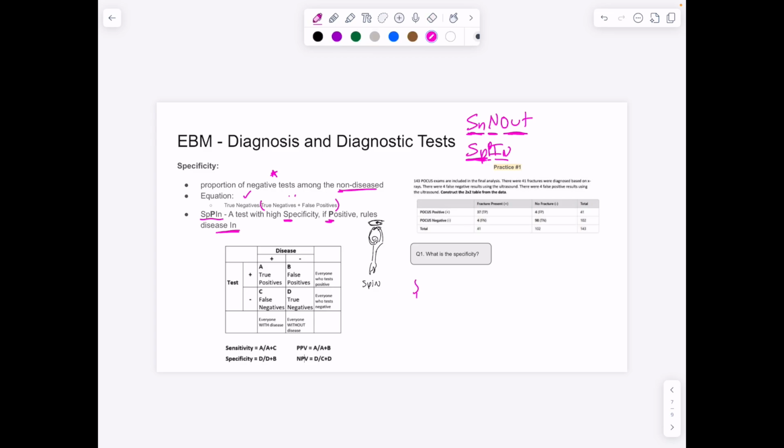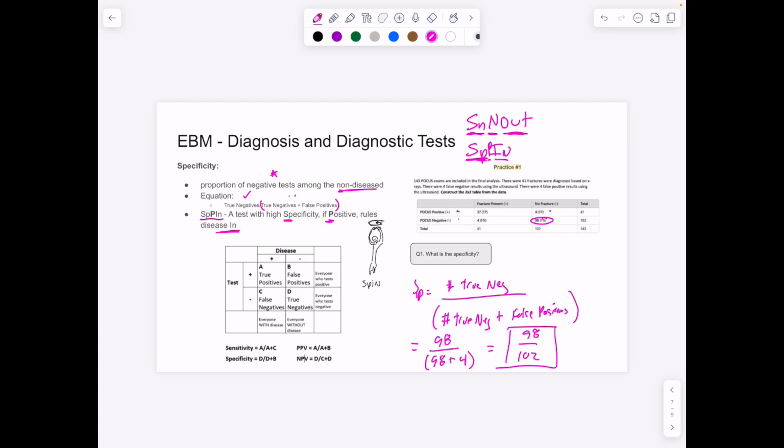All right, and then specificity, we said, is the number of true negatives divided by number of true negatives plus false positives. And so here we have true negative, no fracture, and came up negative on the POCUS exam, so that's 98, divided by true negative plus false positive. And so here we have positive but no fracture, so that would be 4. So we have 98 over 102 as our specificity. So we have SnNout, SpPin.